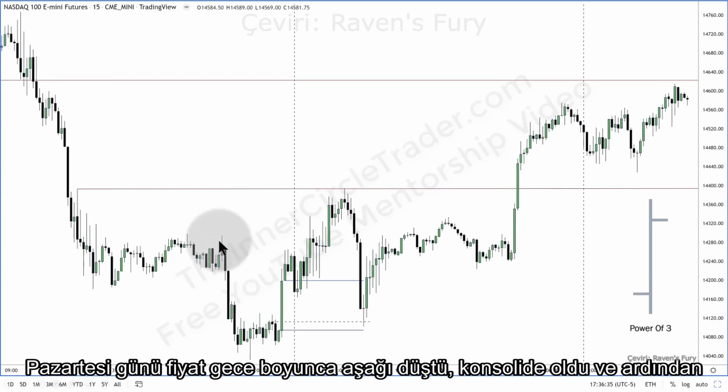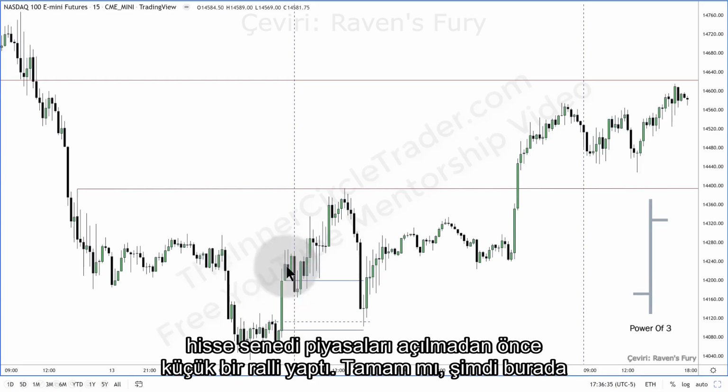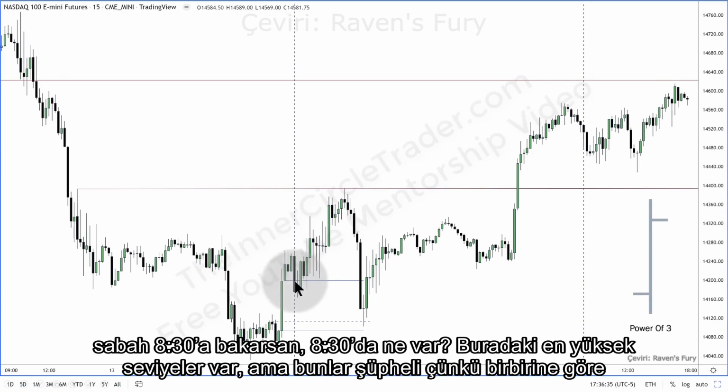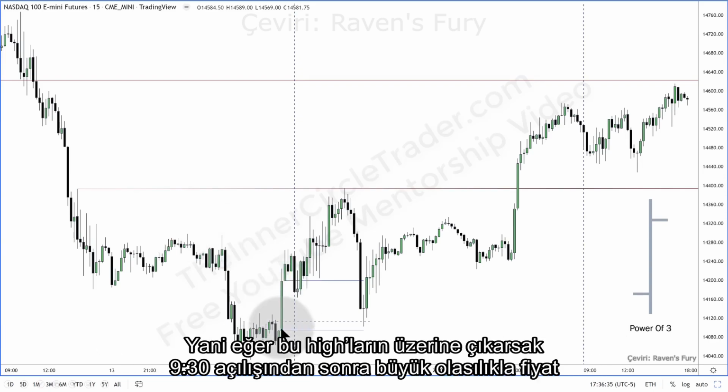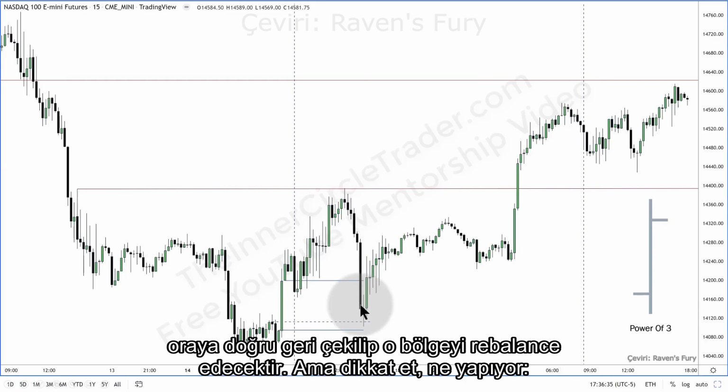On Monday, we had price drop down overnight, consolidated, and then we have a little bit of a rally ahead of the equities open. Okay, so in here, we have 8:30 in the morning. If you look at 8:30, what do we have? We have the highs over here. They're suspect because they're relative equal highs there. But look what we left here ahead of 8:30. We had this huge imbalance. So if we run these highs out after the open at 9:30, it's likely to trade down into that and rebalance. But watch what it does.